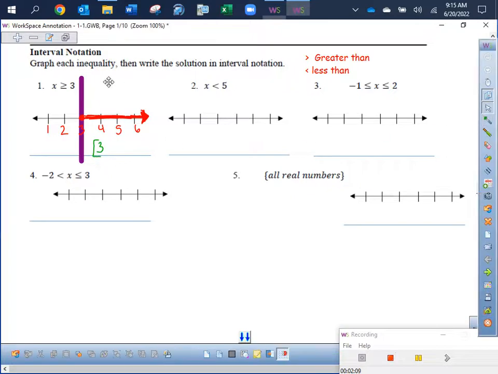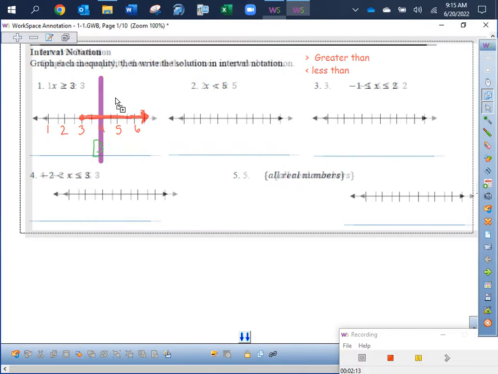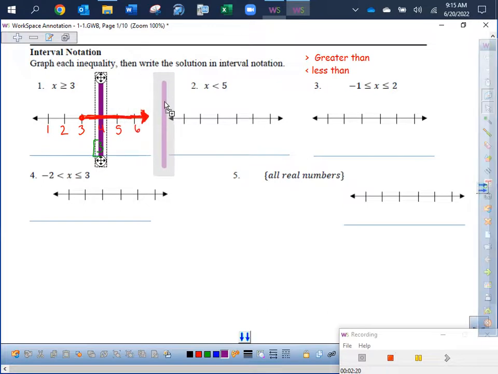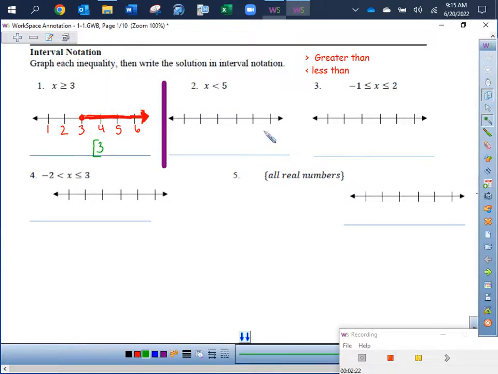And then if I continue moving, doesn't this purple straight edge just keep touching the red thing? Keep touching the red thing. That's going to go on forever and ever. So that's going to go to positive infinity, which you make the infinity sign like this. And you can never touch infinity, so you always get a parenthesis with that. So that interval, read out loud, is 3 included to infinity.